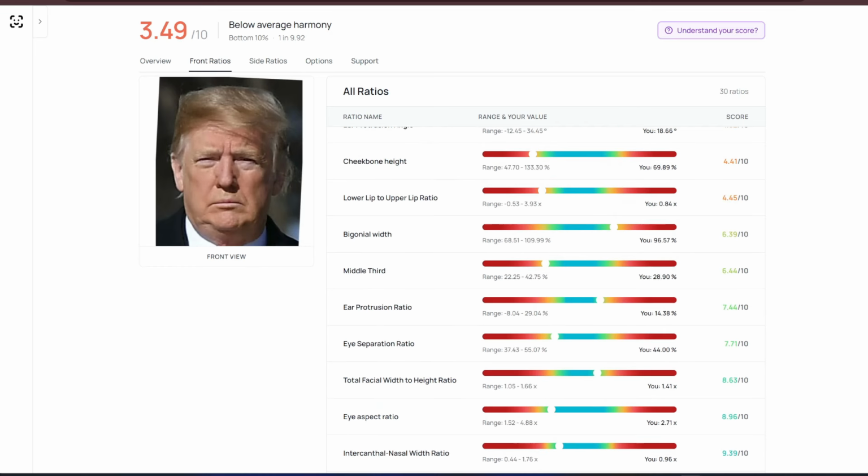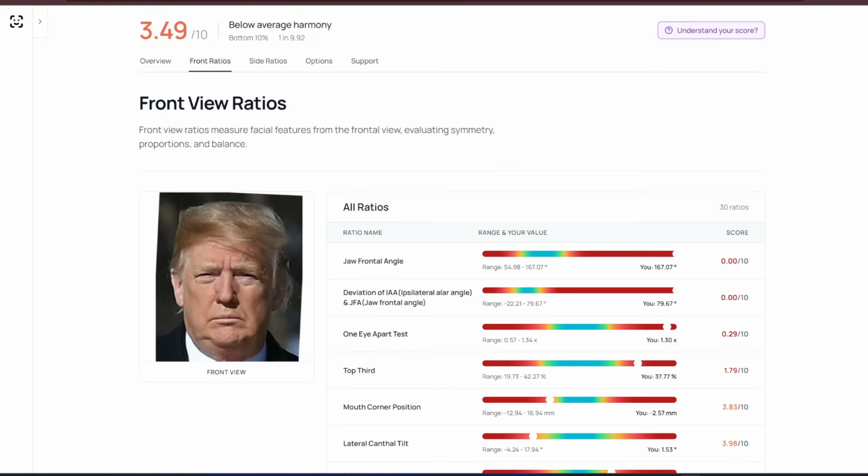And moving on, his middle third is a 6.44 out of 10, so it's a little off balance. You can see his forehead's quite large compared to his hairline, and then his middle third is 28.9% of the face, and his lower third is 33.3%. So a little bit uneven. His bigonial width, which is the width of the side here, is a 6.39 out of 10. So also out of the ideal range.